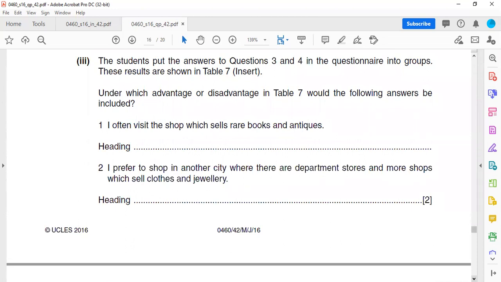Then, I prefer to shop in another city where there are department stores. That one will be under lack of choice when buying goods. That's where this one will be, under this heading.